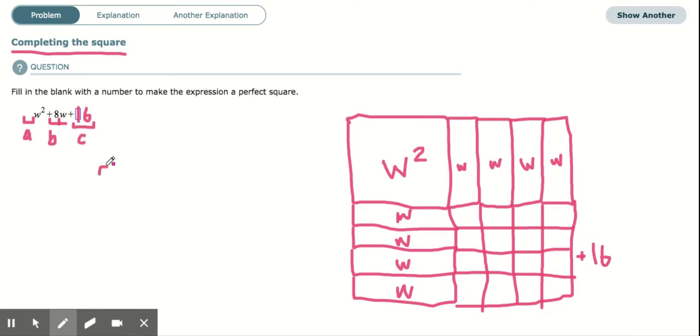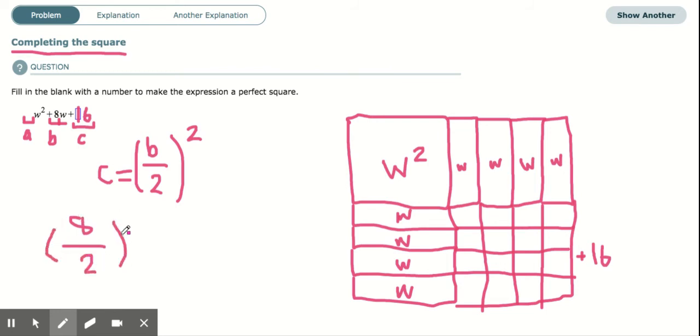So in order to find c, to find 16 in this case, what we did was we took half of b. We took b divided by 2. The 8 gave us 4 w's on each side. That's b divided by 2. And then we took that and we squared it. So we took the 8 and divided it by 2, and then we squared that, and we got 16.